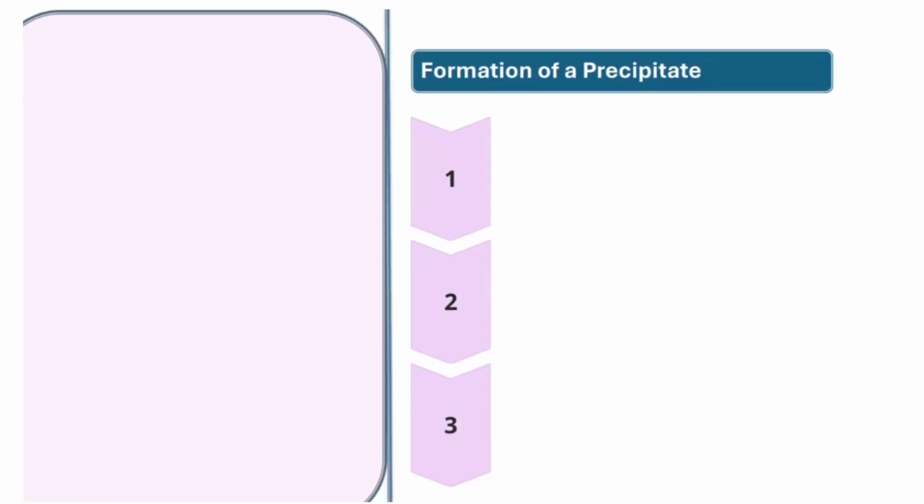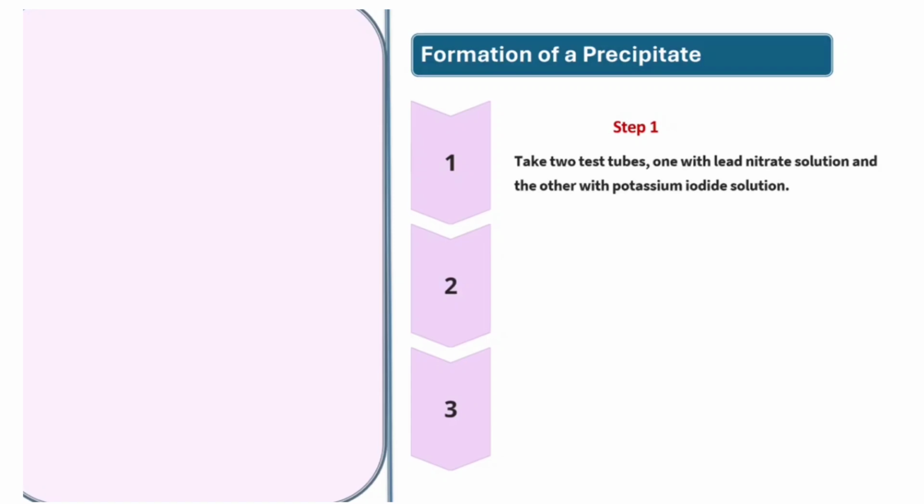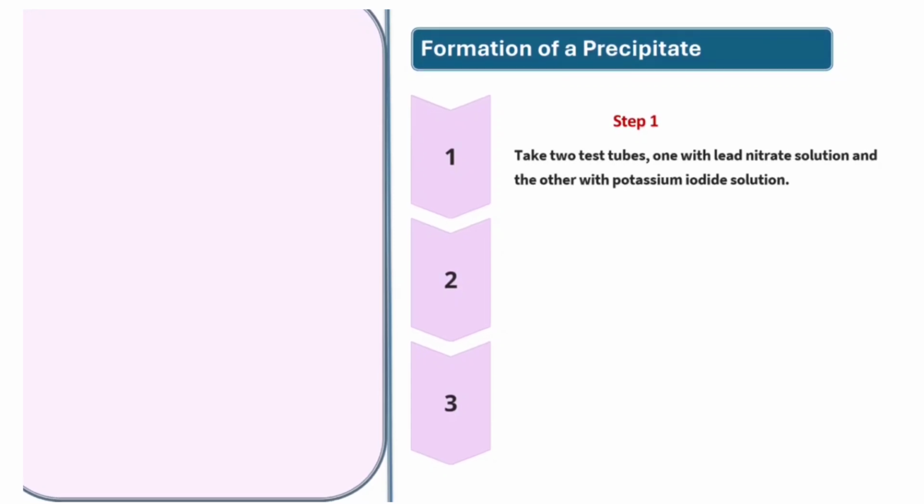Second experiment, formation of a precipitate. Take two test tubes, one with lead nitrate solution and the other with potassium iodide solution.